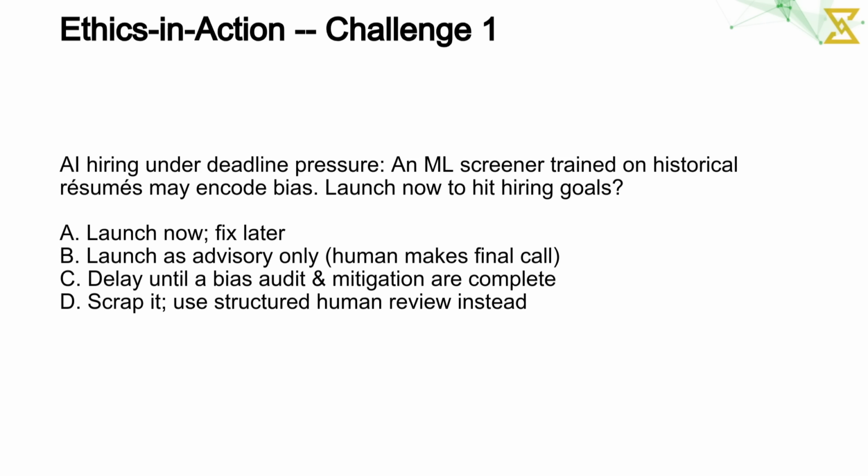Let's run a couple quick ethics in action scenarios or ethical dilemma situations. Remember, there are no perfect answers, only trade-offs. Please vote your best choice. Here is the first scenario. A machine learning resume screener trained on historical data may carry bias. Under a tight deadline to hire, do you launch now, launch as advisory only, delay for bias audit and mitigation, or scrap and use structured human review?